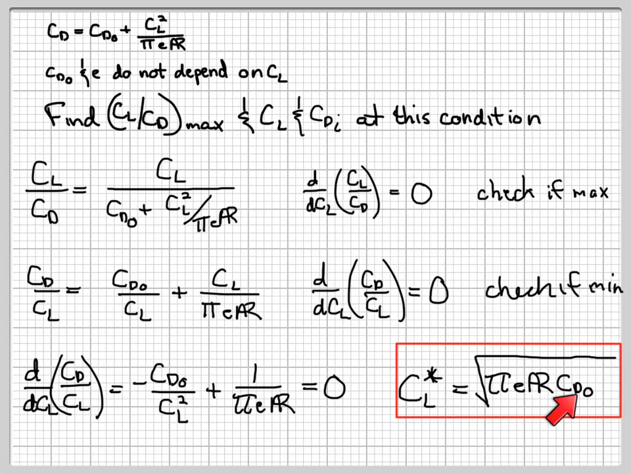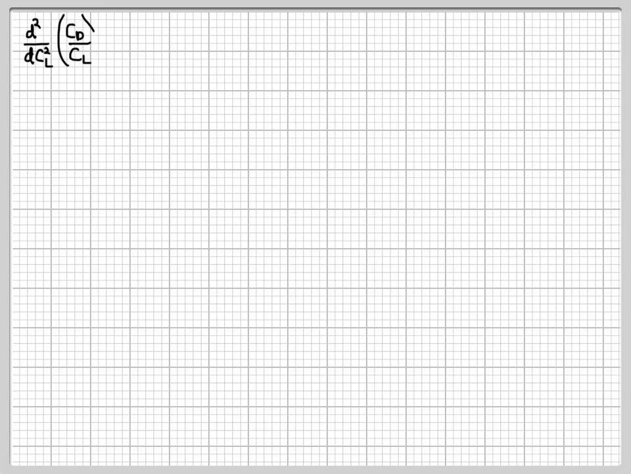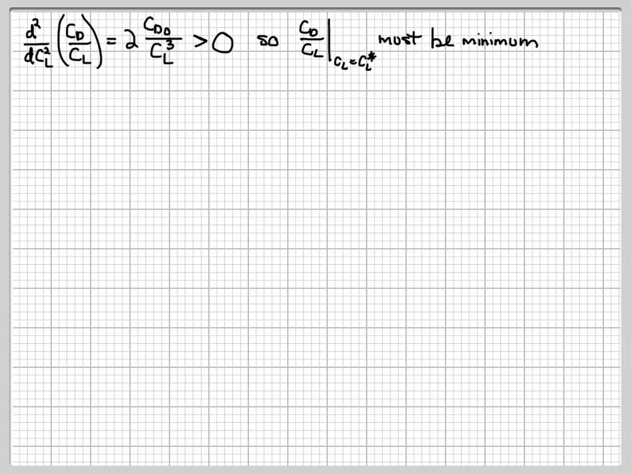Now to just check that it's a minimum of CD over CL, we need to look at the second derivative of CD over CL. If we take that second derivative, we'll find that it's equal to 2 CD0 over CL cubed. And since all of these are positive numbers, CL at the maximum lift condition is a positive number, CD0 is going to be a positive number, so that means that this quantity is positive. So if that's positive, then CD over CL at CL star must be a minimum. Okay, so that just confirms that.